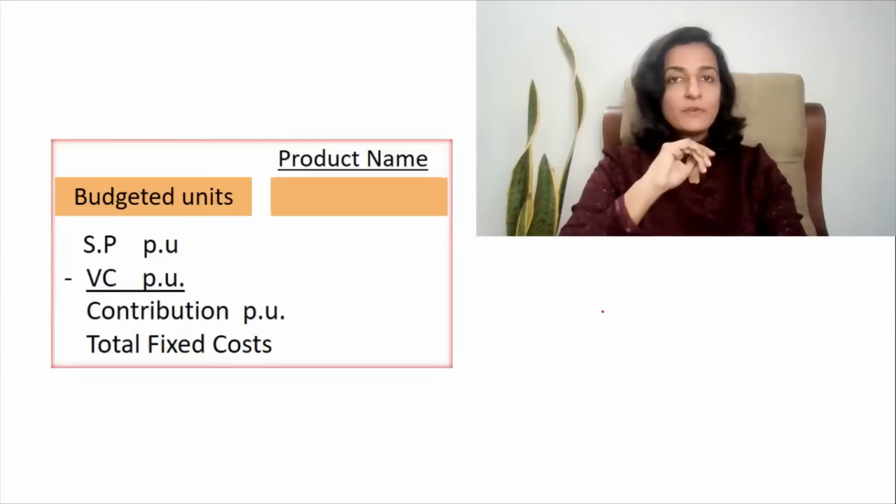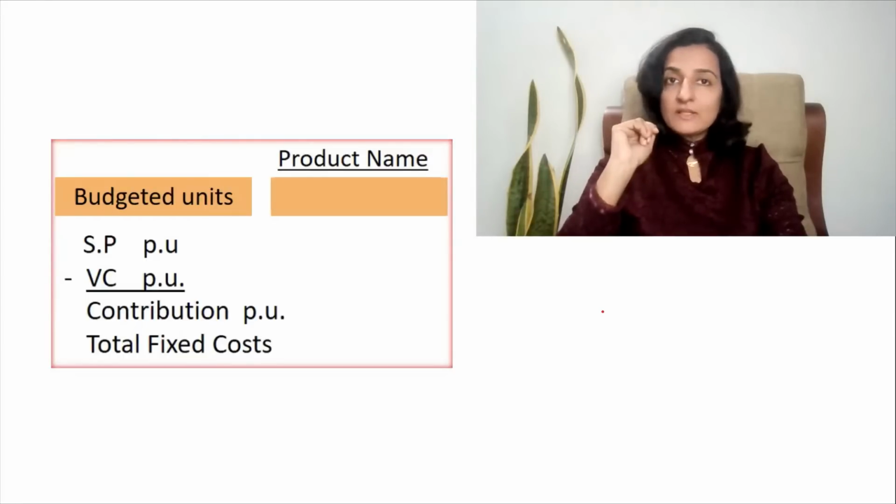Now, I will give you a quick tip. Whenever you do a problem on marginal costing, it is better to arrange the data from the question in a particular format. This will make it very easy for you to arrive at the final answer. So let's take a look at the format that you have to prepare before starting off with the answer. So this is the format.